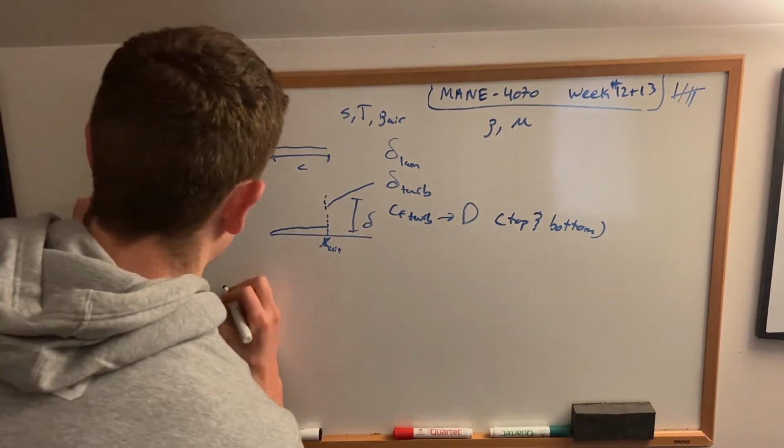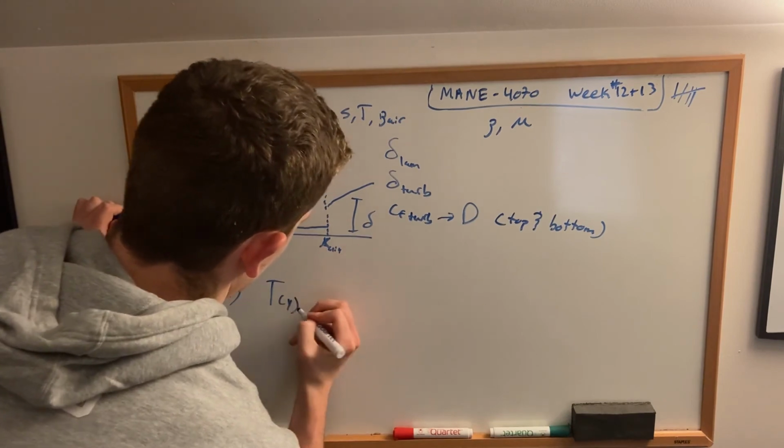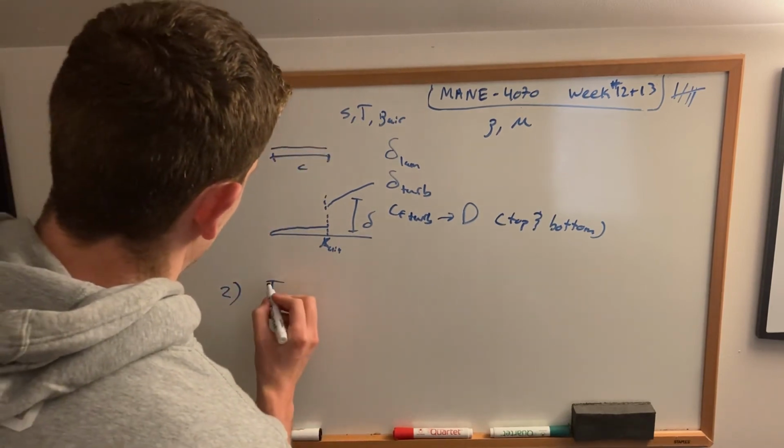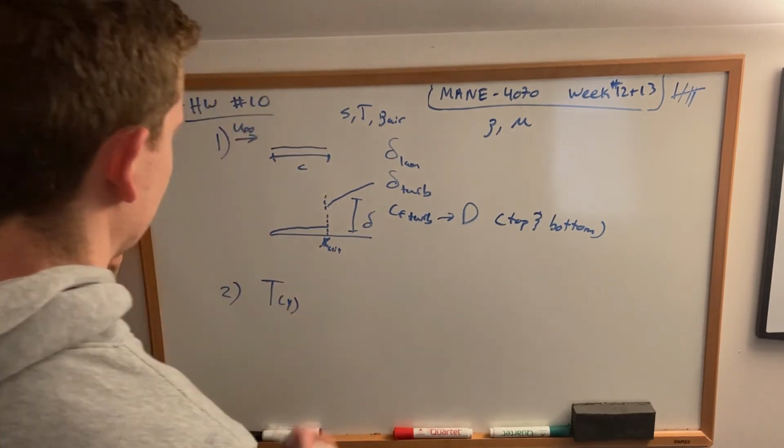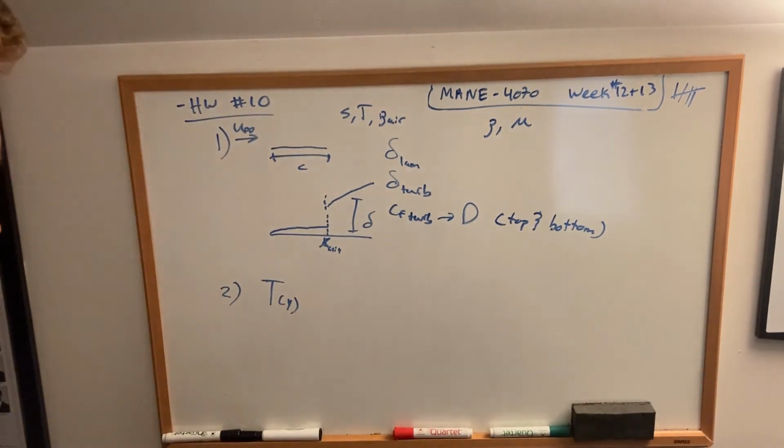Then problem 2 is a temperature problem, so I'm asking you to plot temperature with respect to y in a Couette flow. I'm not going to write down the equation because I just did, but I'm asking you to plot this over some length in the y direction that I give you. You should have all the information you need in order to generate that line.